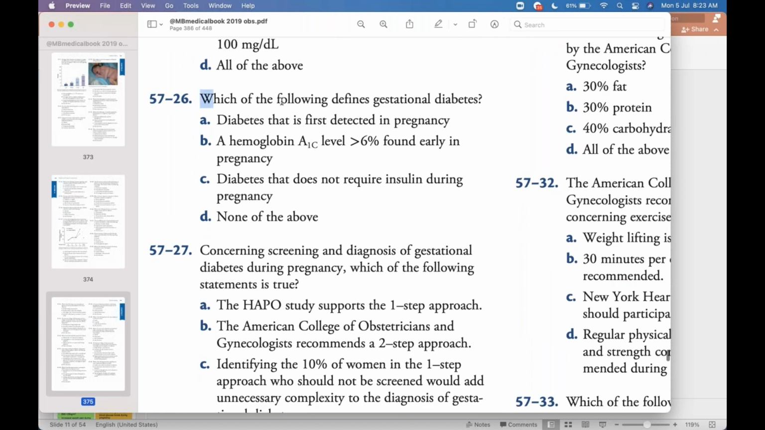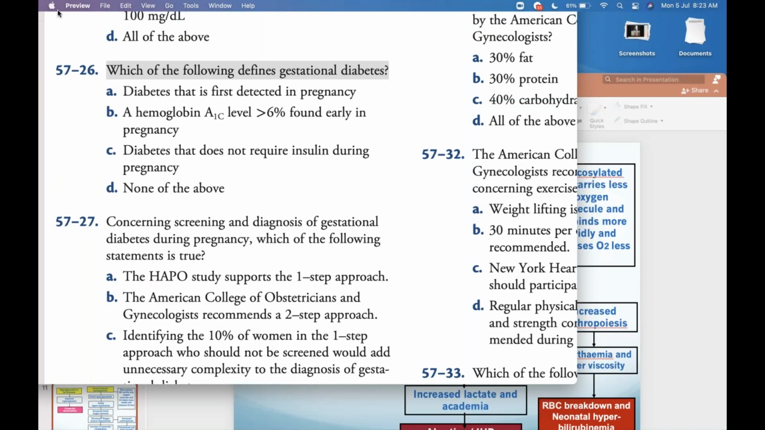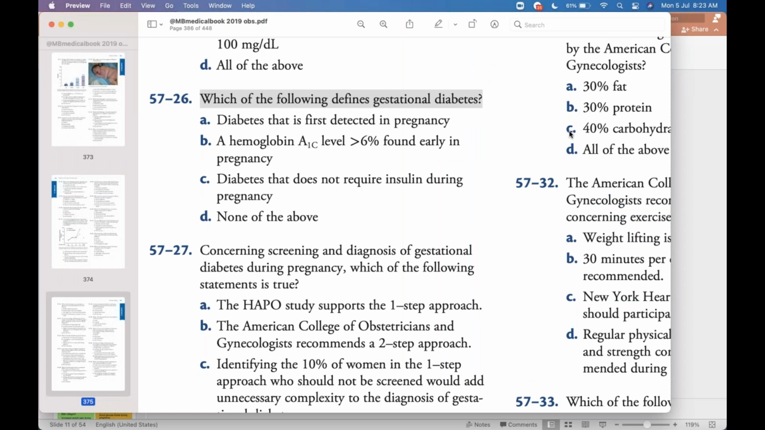Okay, which of the following defines gestational diabetes? First, some of you write, please: how did you diagnose overt diabetes? What are the diagnoses of overt diabetes? How will you diagnose overt diabetes in pregnancy? No, not OGTT, I'm asking about overt diabetes. This OGTT we will see, but how will you diagnose overt diabetes?